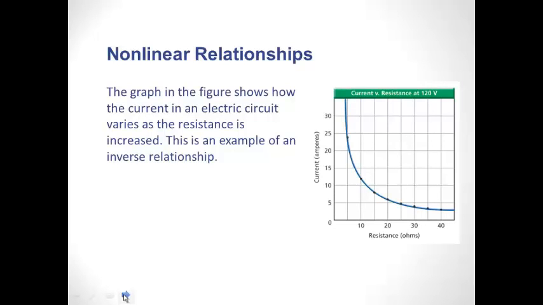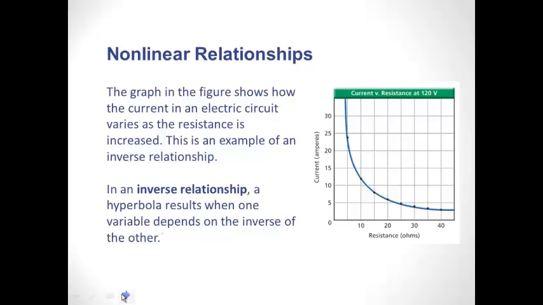Here is a different graph. It's called a hyperbola, and a hyperbola is asymptotic. That means that it does not touch the axes, either the y or the x. And what we're looking at here is what graph appears when our y-axis dependent variable varies with the inverse of the x-axis. So this is an example of an inverse relationship.